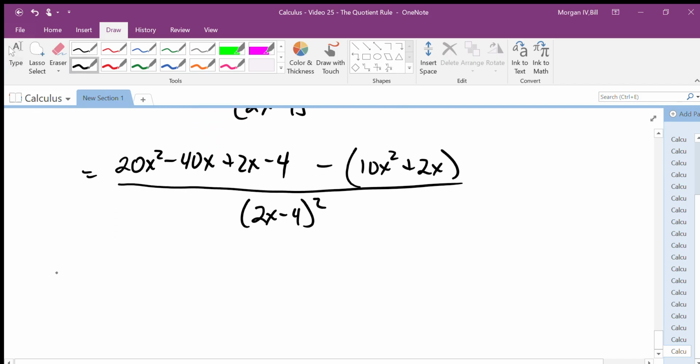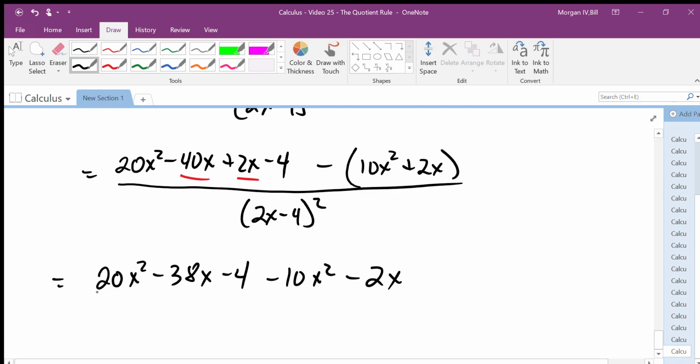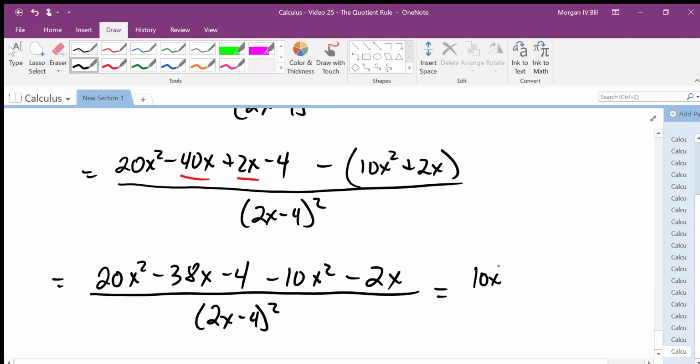So I can see that the negative 40x and the positive 2x will combine for negative 38x. So we have 20x squared minus 38x minus 4, minus 10x squared, distributing that negative sign, minus 2x, over 2x minus 4, squared, is equal to 20x squared minus 10x squared, that's 10x squared. Negative 38x minus 2x is negative 40x, and then minus 4.